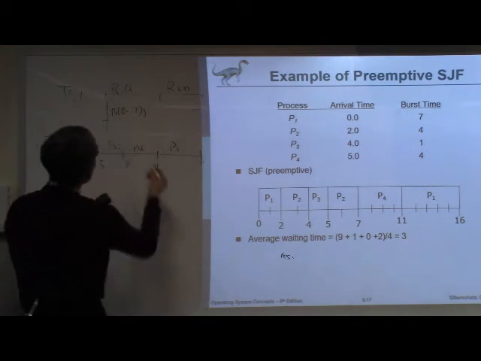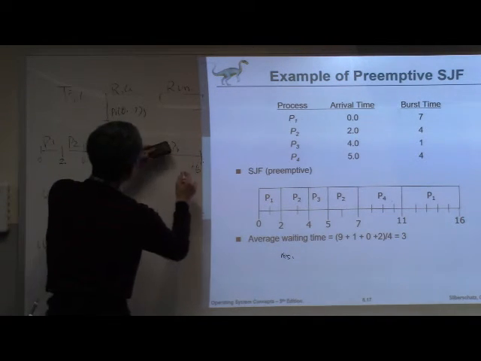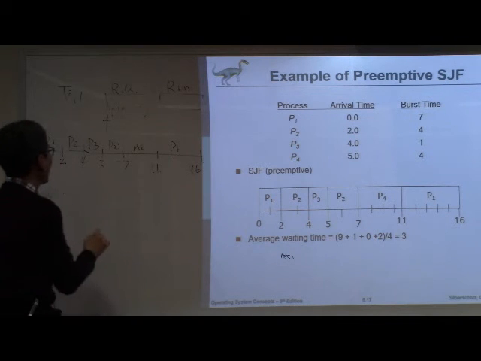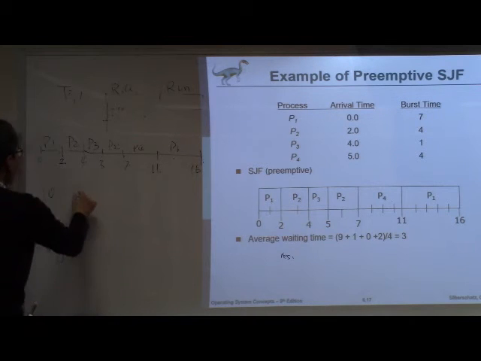The remaining, how many remain? 2 and 5, so it's 16. So finally, this is done. This is the Gantt chart for the preemptive case with the same process state. Let's calculate the waiting time. Waiting time for P1.